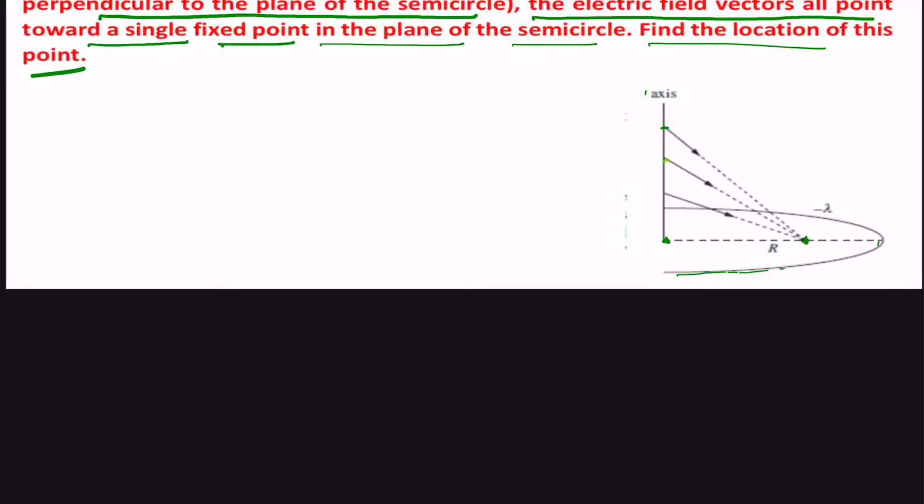Suppose here we have taken, in the question the figure is given, so here we have 3 points, and we can clearly see that all these 3 points are pointing toward the same point. And finally we have to find out the position of this point. Let us call this point O. R is the radius of this semicircle, and we have to remember this is a negative charge density.